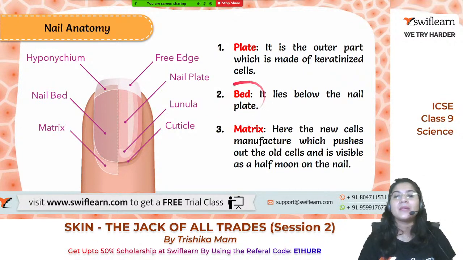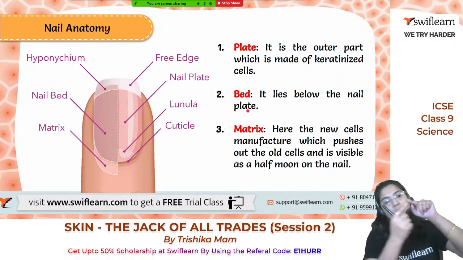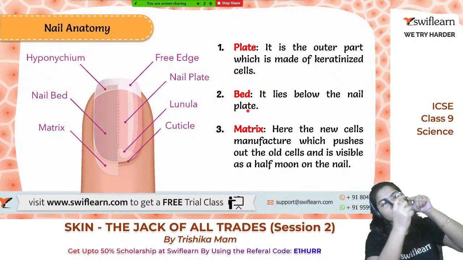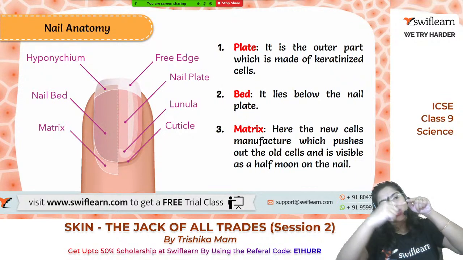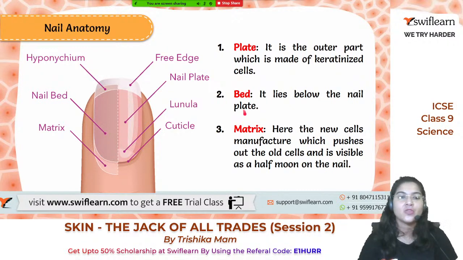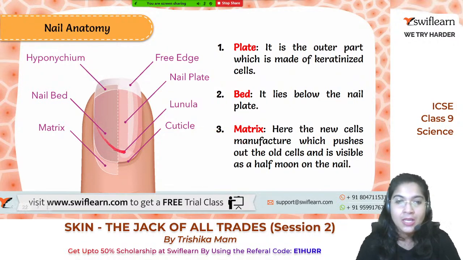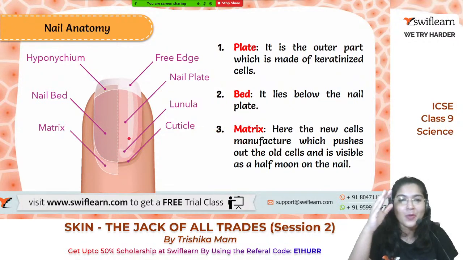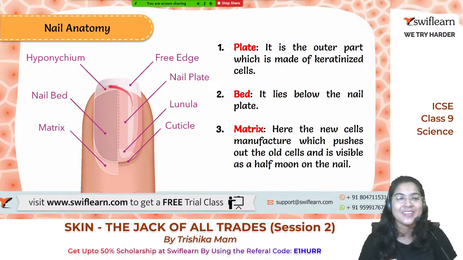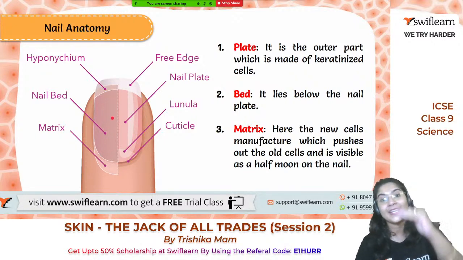Second is the bed, which is just below the plate, which you can see over here. This is the nail, and just below the nail is the bed region. So this pinkish region, if you don't apply nail polish, you will be able to see that better. The pinkish region just below the nail is known as the nail bed. Okay, so the nail sits on top of the bed.